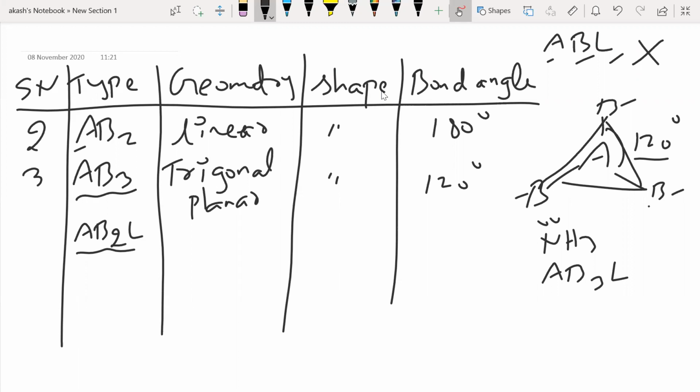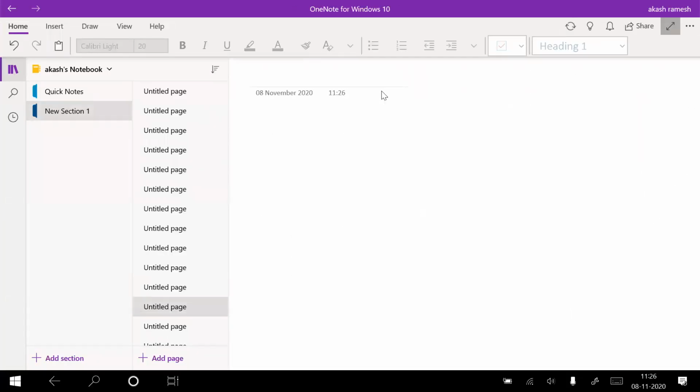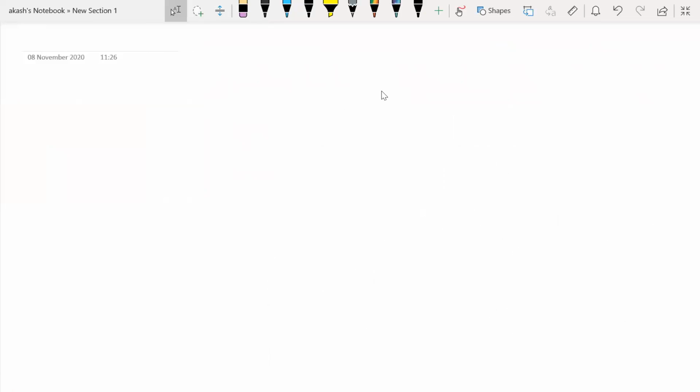So the example can be, I think it should be NO2. Is it possible? We'll try to check the structure. So guys, I don't have space here, but as and when I complete a particular type of molecule, you are going to fill the table, because that table is going to be very, very helpful for you. Okay, fine. Let me make a page. So in NO2, we'll see what happens.